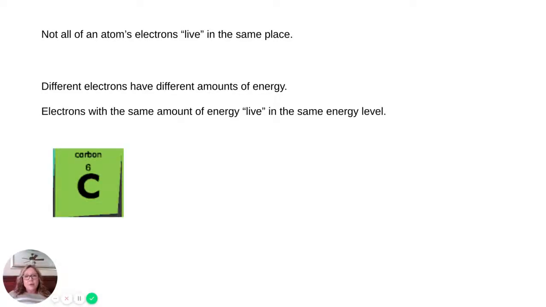So let's think about carbon. Carbon has an atomic number of 6, which we just learned means it has 6 protons. And since we know it has 6 protons, we also know it has 6 electrons. Okay?